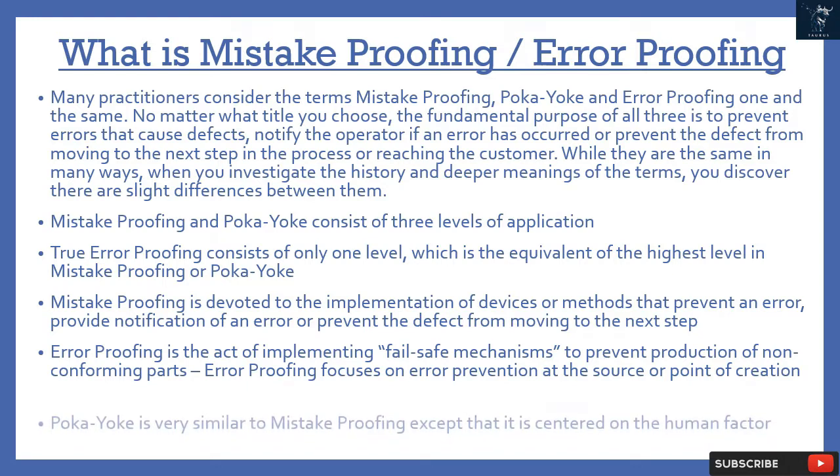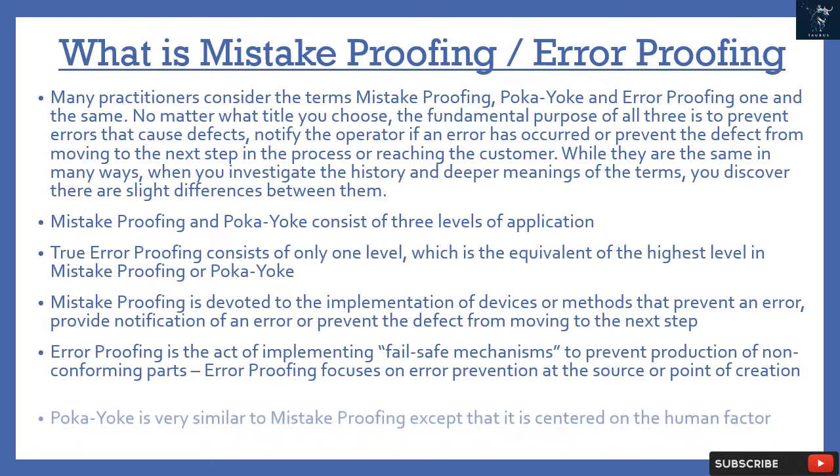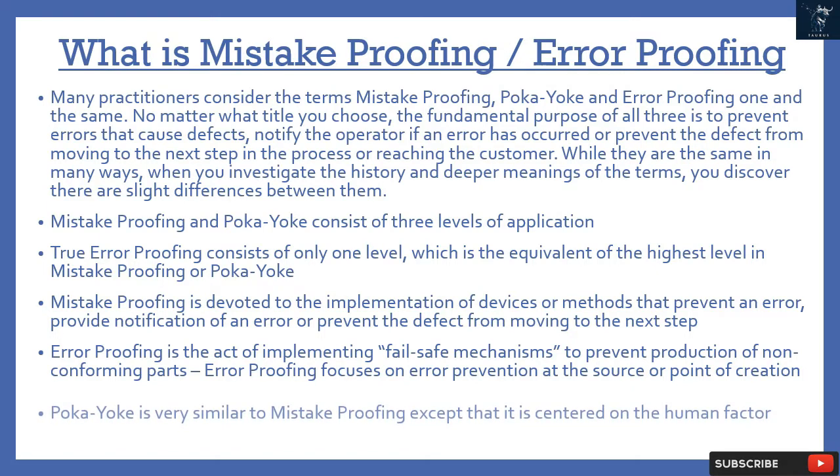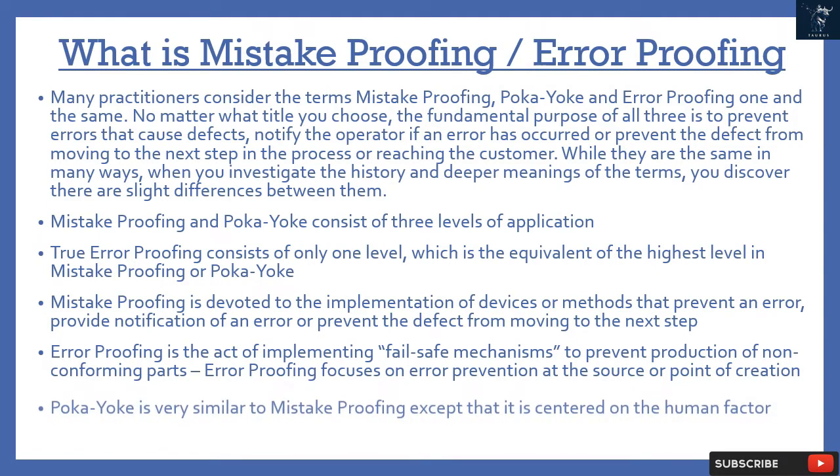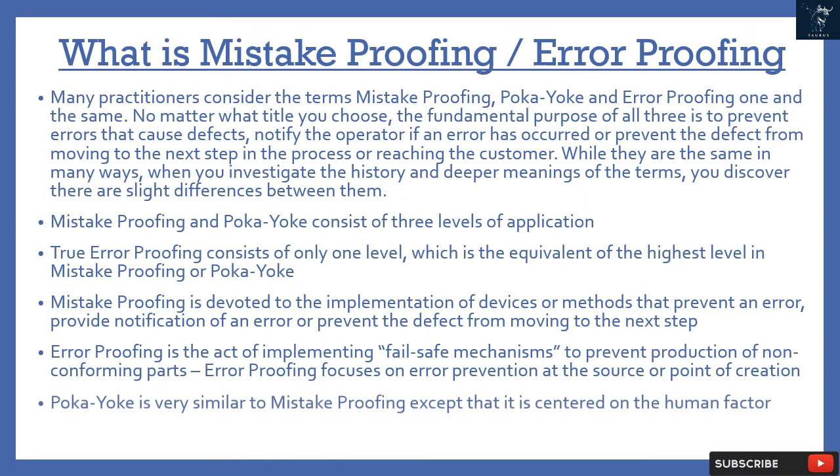Mistake proofing and Poka Yoke consist of 3 levels of application. True error proofing consists of only one level, which is the equivalent of the highest level in mistake proofing or Poka Yoke. Mistake proofing is devoted to the implementation of devices or methods that prevent an error, provide notification of an error, or prevent the defect from moving to the next step. Error proofing is the act of implementing fail-safe mechanisms to prevent production of non-conforming parts. Error proofing focuses on error prevention at the source or point of creation.